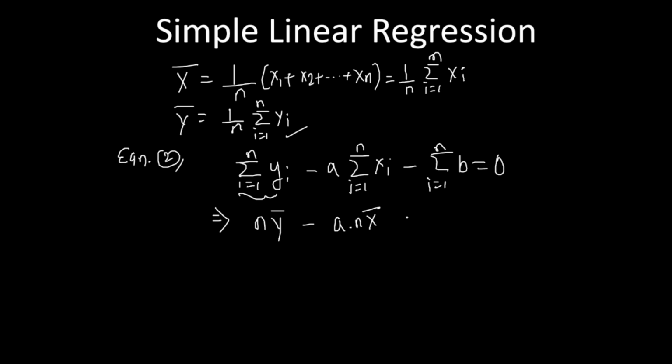And this term here is nothing but nb equals 0, because the constant b is being summed n times. If you cancel n from all the terms, you get this. You get the value of b, which is y bar minus a x bar.